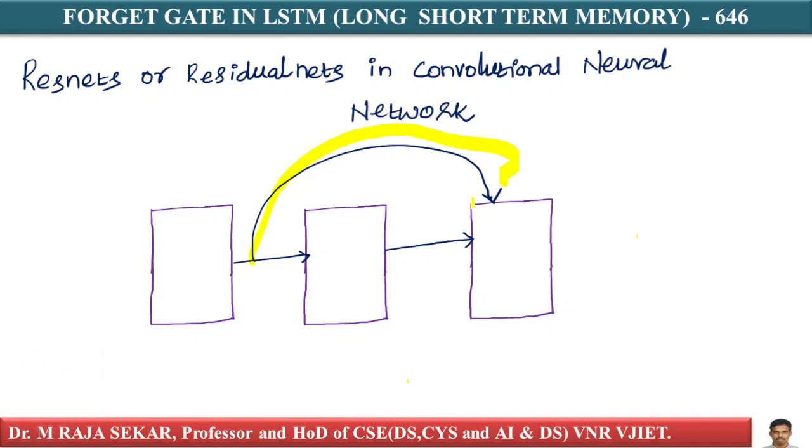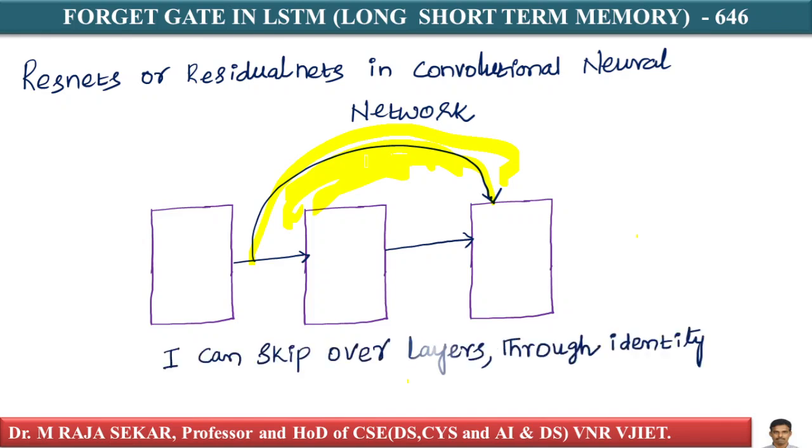Just try to recall ResNets, which we discussed in convolutional neural networks. I can skip even layers through an identity. This was called a residual unit. We were saying that it's called a residual unit, or the residual block, or identity block. Recall what we learned in ResNet.